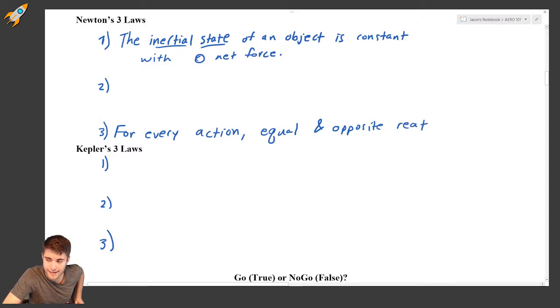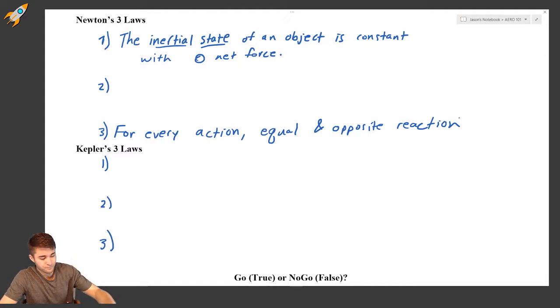There's an equal and opposite reaction that follows. Reaction. Yep. Okay, I think these are the only 2 that you guys have filled out so far. But that's good. You guys knew some of these. So moving on. So we've got Newton's 3 laws.